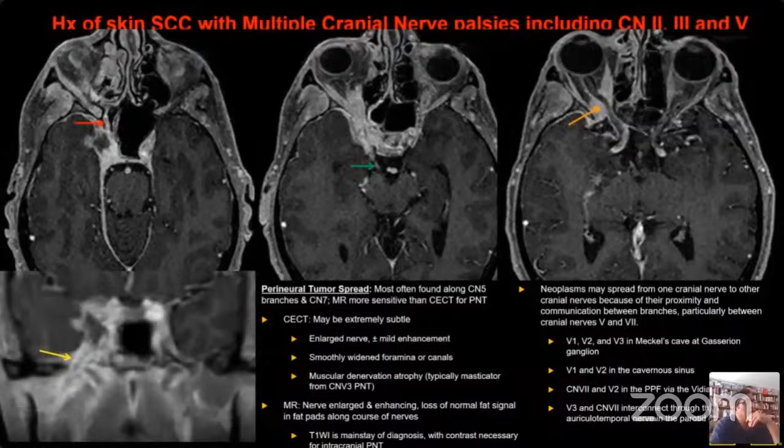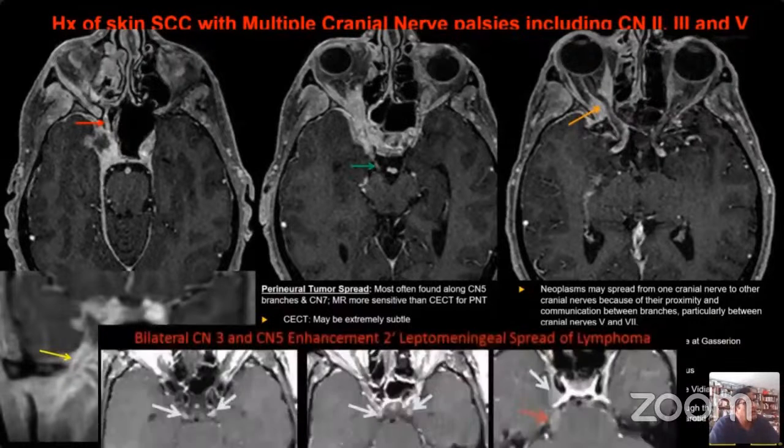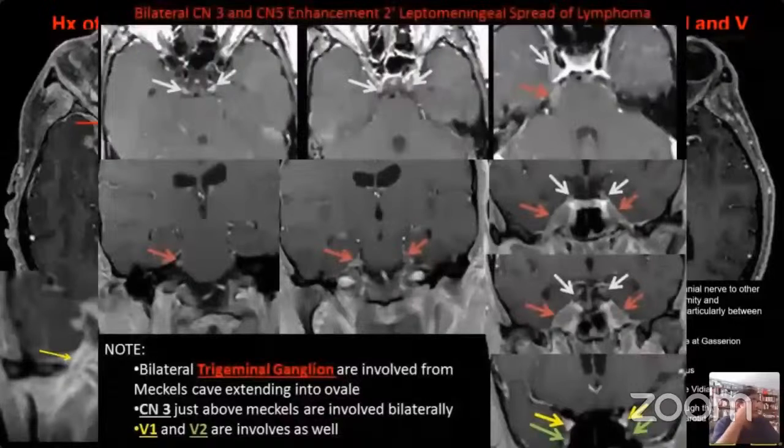And that's, again, the third cranial nerve. That is intraorbital extension. And you can see this is the V3, which is lighting up. And so you can see the perineural enhancement along the V2, along the third cranial nerve, and along the fifth cranial nerve. Squamous cell carcinoma and adenocarcinoma are two pathologies which actually like perineural spread.